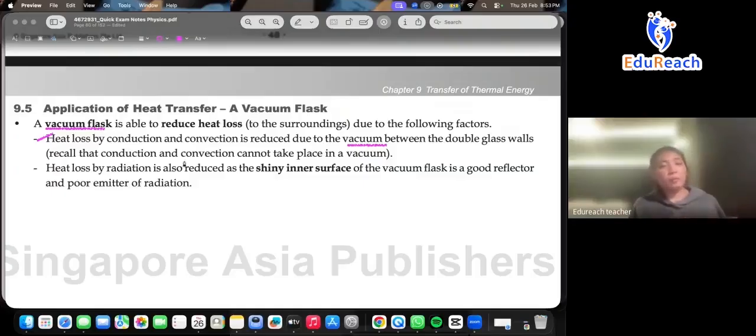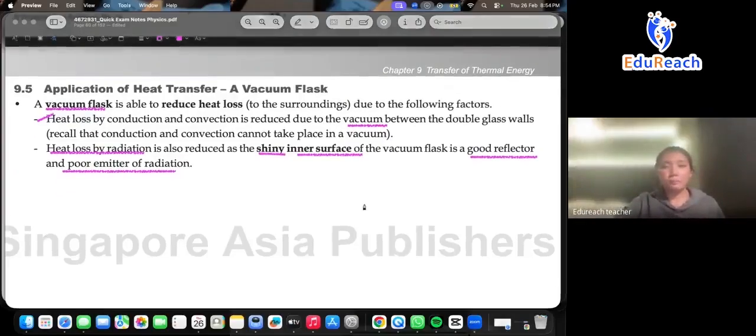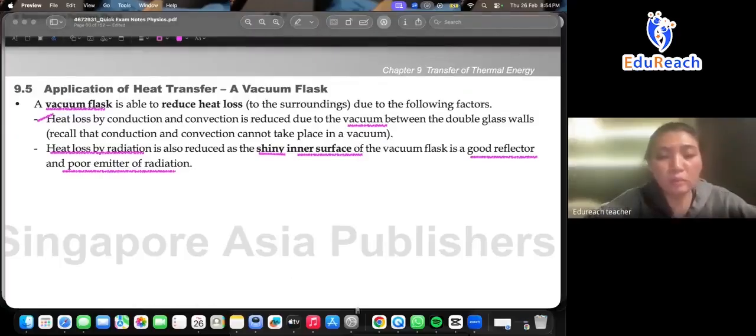But if you say, well, radiation can still take place, right? True, but they are also preventing heat loss by radiation because the inner surface of the vacuum flask is shiny, made out of a poor emitter. It is a good reflector and a poor emitter of radiation. So any radiation, it will just reflect away and it will not emit any radiation itself. So be familiar with your vacuum flask. It's quite a common object we like to test on.